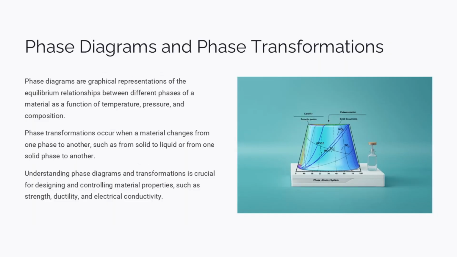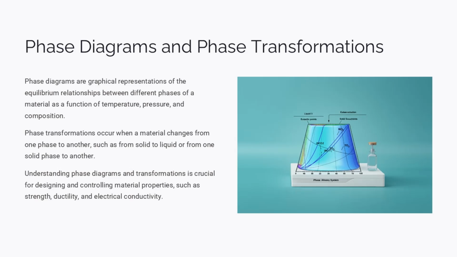Phase diagrams are graphical representations that show the equilibrium relationships between different phases of a material. They depict how the phases change with factors like temperature, pressure, and composition. Understanding phase diagrams is crucial for designing and controlling material properties like strength, ductility, and electrical conductivity.